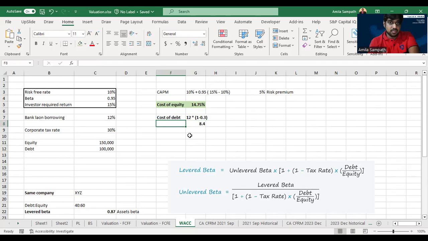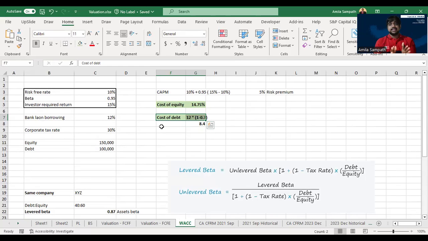Then our cost of debt is 8.4% based on the given detail. How did we calculate it? The 12% bank loan borrowing rate is multiplied by 1 minus our corporate tax rate. That's a simple way that we can calculate the cost of debt. Simply, we can calculate cost of debt using this formula.